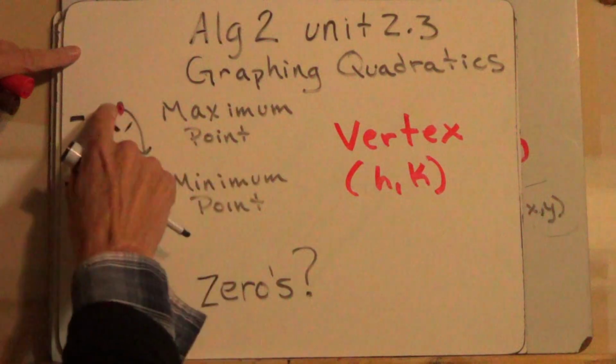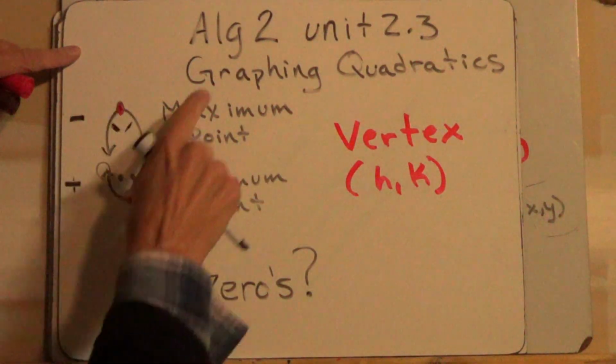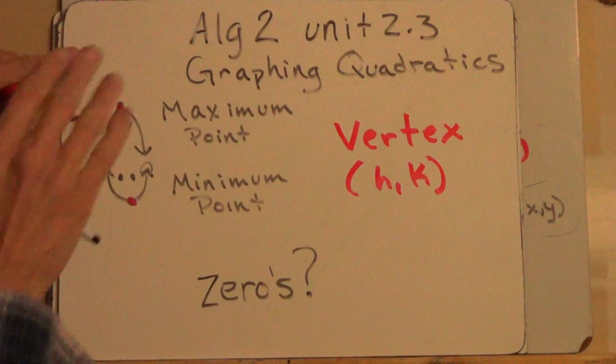Vertex is always the HK. That's the point that is the highest or the lowest. The maximum or minimum point is your vertex.